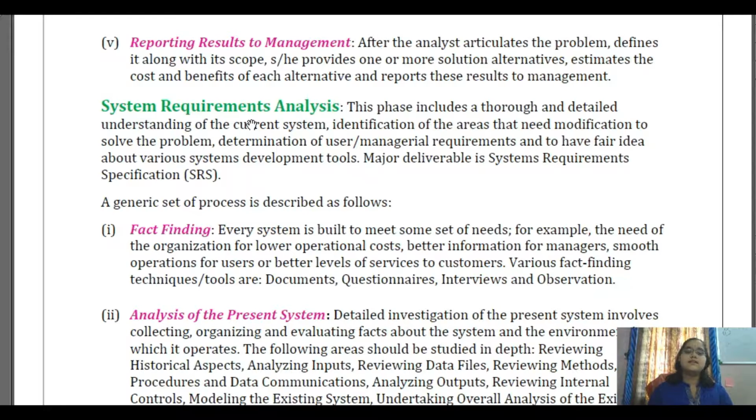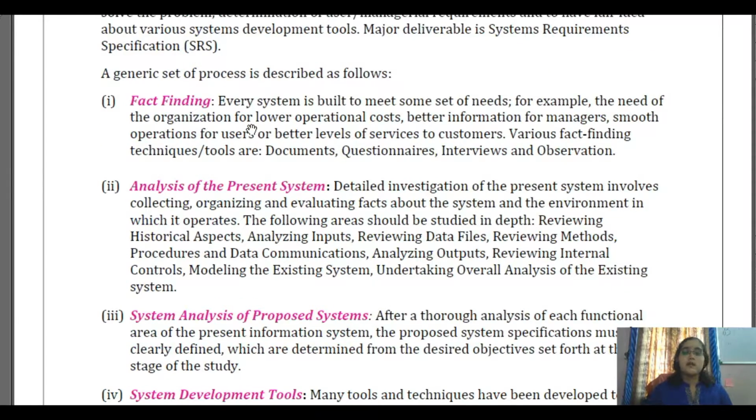Okay, and then the second set of processes in the system requirement analysis is the analysis of the present system. Without analyzing the present system, the system analyst can't make a better new system.